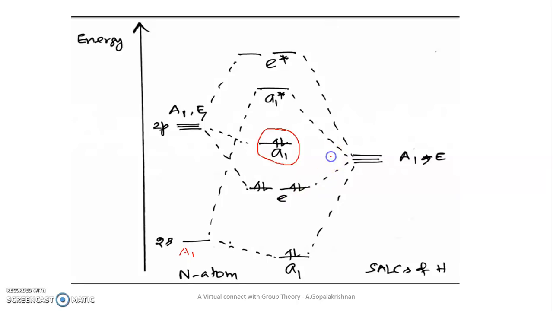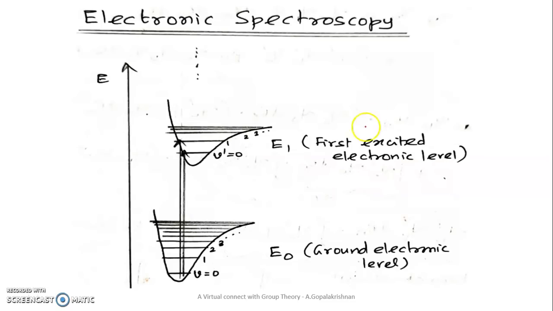Then now we are going to see the next important application, that is application of group theory in electronic spectroscopy. Listen, you know very well, if you take a molecule, the molecule has a number of electronic levels. Here I have given electronic levels of a diatomic molecule. See, each electronic level has a number of vibrational levels, and each vibrational level has a number of rotational levels.